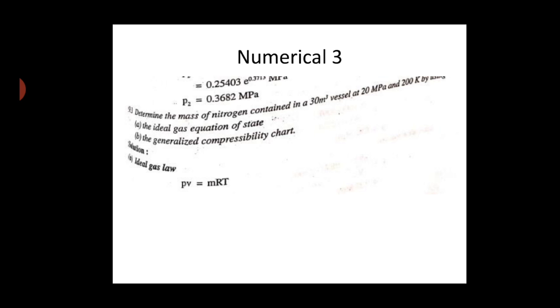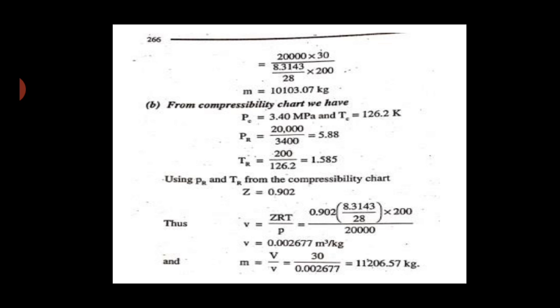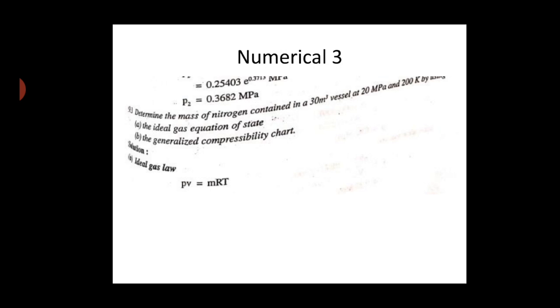Now we have to find the mass. To find out the mass, M is equal to PV by RT. Okay. So substituting the values, M is equal to P, which is 20 megapascal. So 20 into 1000, that is 20,000. And the volume is 30 meter cube.